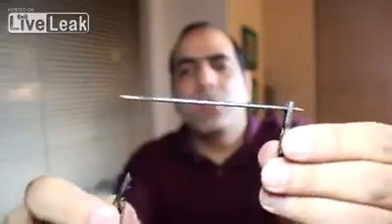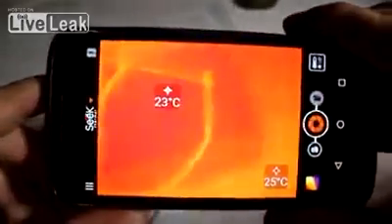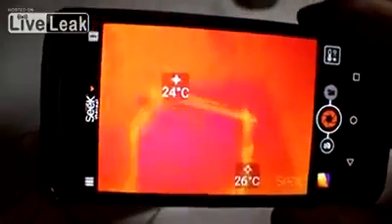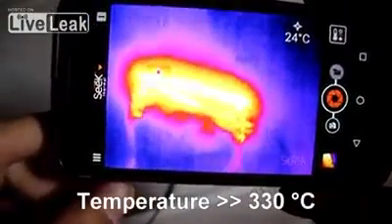Let's run 10 amps through this graphite and see how much it glows. Look at this. Let me see if I can measure its temperature using my thermal camera. Wow, look at that. Right away it goes above the 330 degrees maximum.